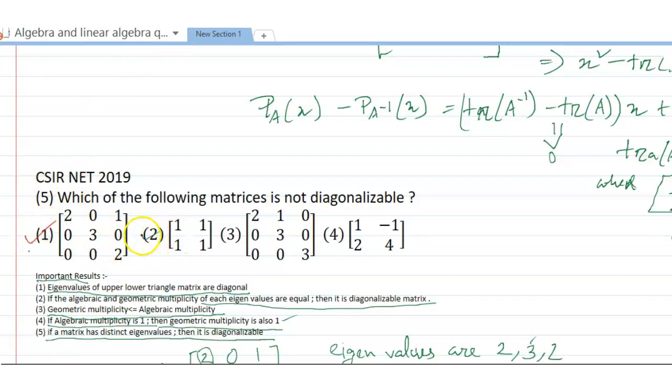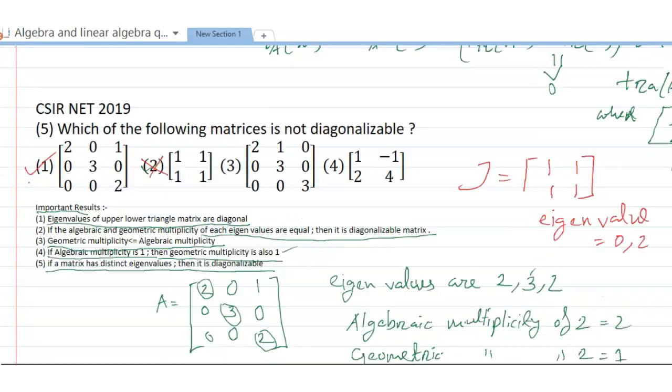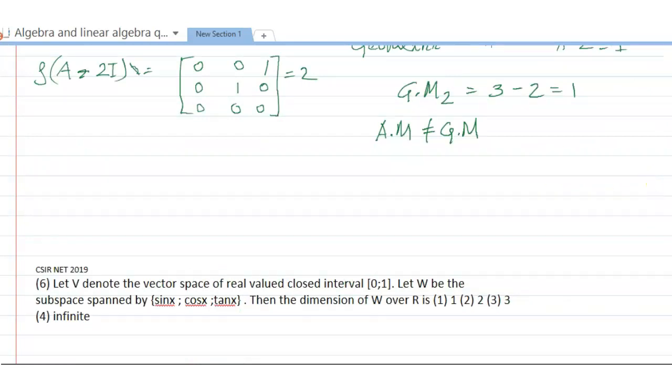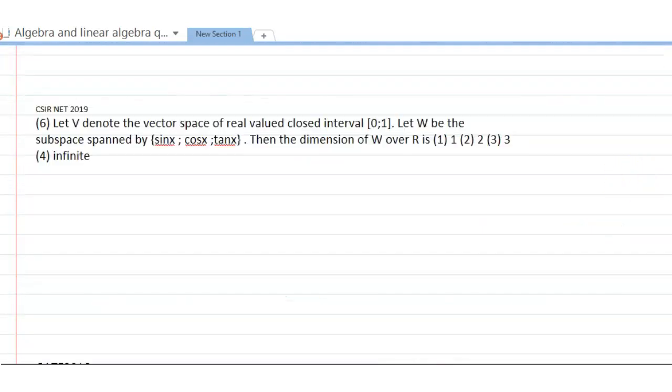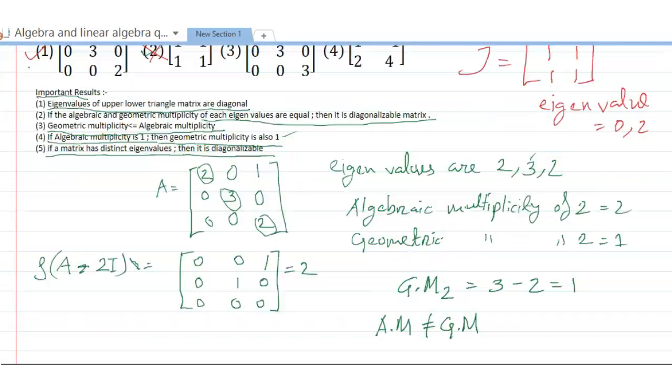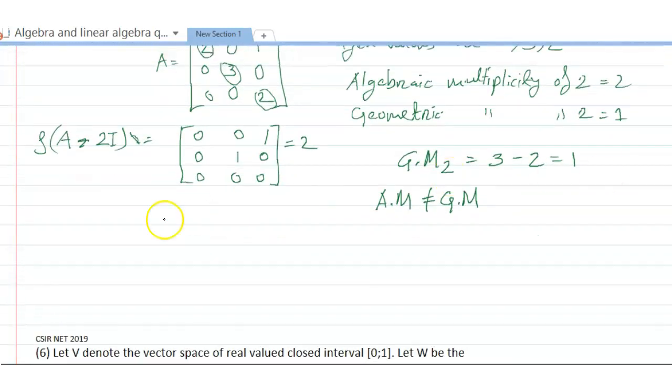And the second option is the J matrix. The matrix is the J matrix, all ones. So it is the J matrix, and its eigenvalues are obviously 0 and 2. So this one is diagonalizable. Now I have to check number 3. The question is a single-choice one, so only one option is correct. The first option is correct, but I still have to check 3.